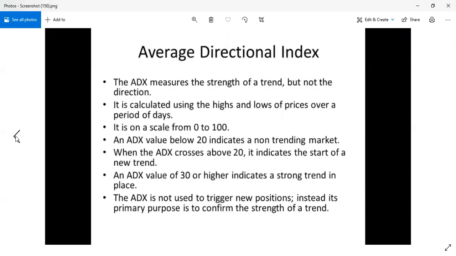The second is the average directional index. It is generally used for the trend, but once you understand the strength of the trend, then you can think about whether to enter or not. This indicator is generally used as a secondary indicator which supports moving average crossover strategies or MACD. It is not used as a primary indicator for entering a new position or scaling up. It scales between 0 and 100.